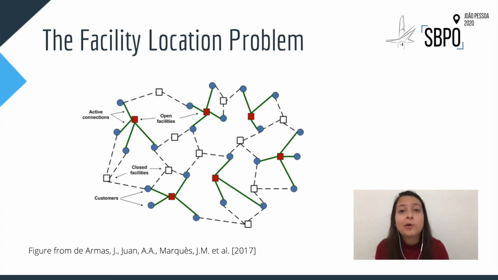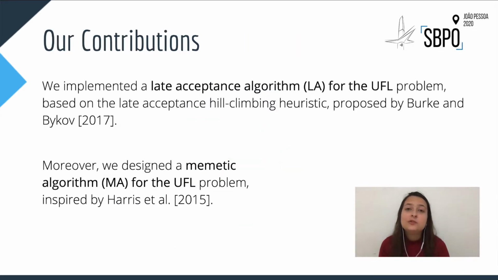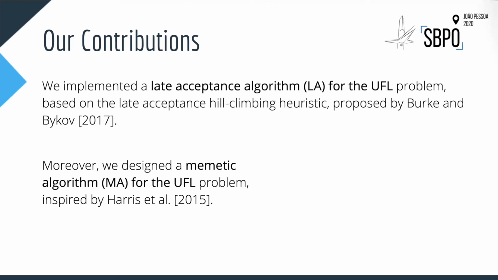The UFL is important in logistics and can be applied in several scenarios. In this figure, we can see that the blue circles are the customers and the squares are the facilities. So we chose a subset of facilities to open, the red squares. In this work, we implemented a late acceptance algorithm and also we designed a memetic algorithm for the UFL problem. The memetic uses both approximation algorithms and search heuristics to find initial solutions and to improve the solution during its generations. Due to time limit, in this presentation we are going to focus on the memetic algorithm.